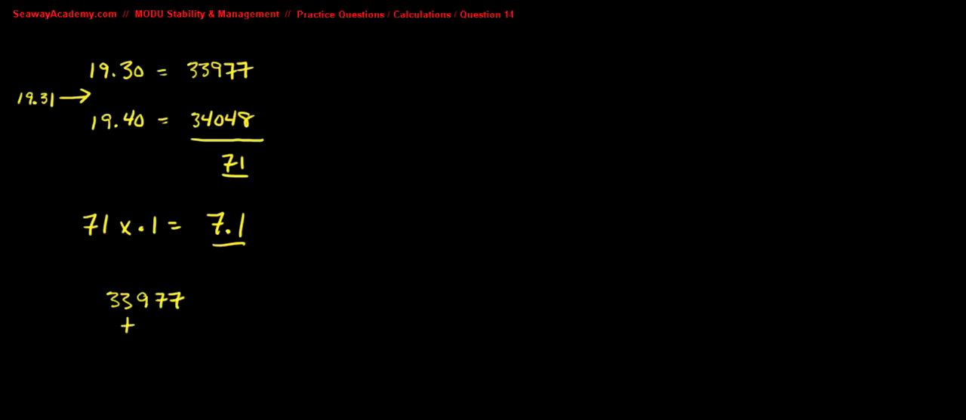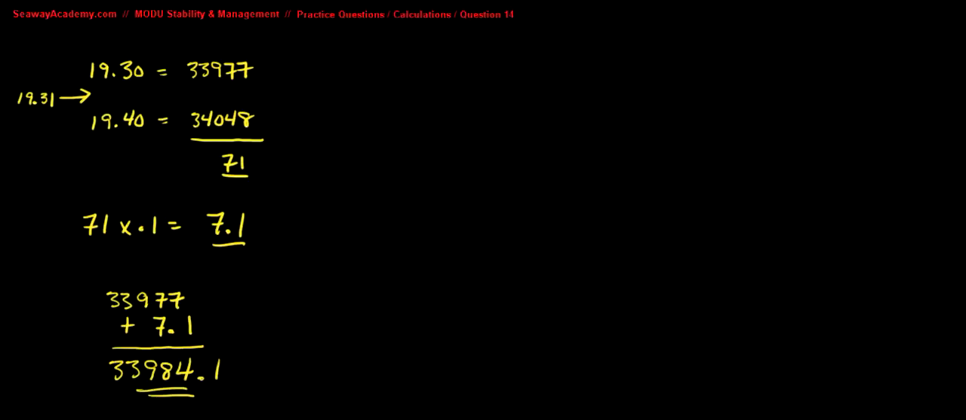33,977. We add it because the numbers are increasing. So we end up with a displacement for a draft of 19.31 is 33,984.1.